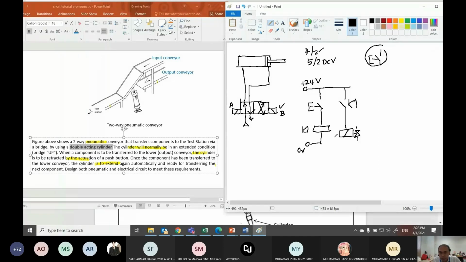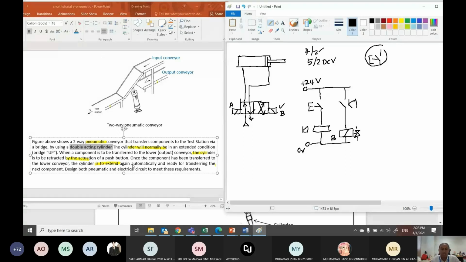And this is my solenoid B in this case. Okay. So now our solution is partly complete, but it's not completely complete yet, because now we just managed to retract the cylinder. But how to bring back the bridge up? Because that's what is mentioned here. The cylinder is to extend again automatically.